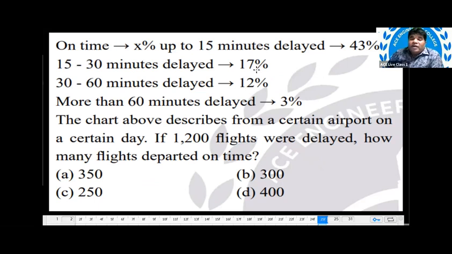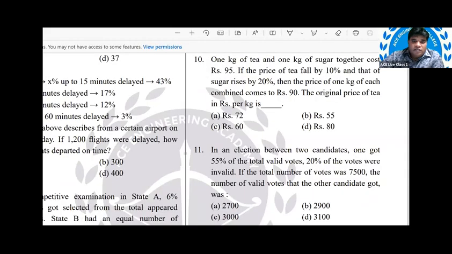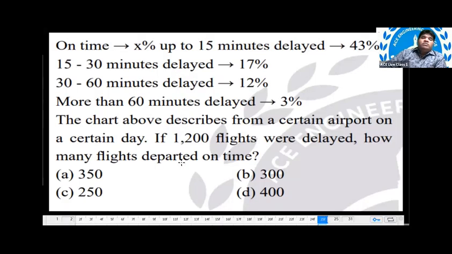On time, X percentage. Up to 15 minutes delayed, X percentage. 15 to 30 minutes delayed, 17%. 30 to 60 minutes delayed, 12%. More than 60 minutes delayed, 3%. The chart above describes a certain airport on a certain day.